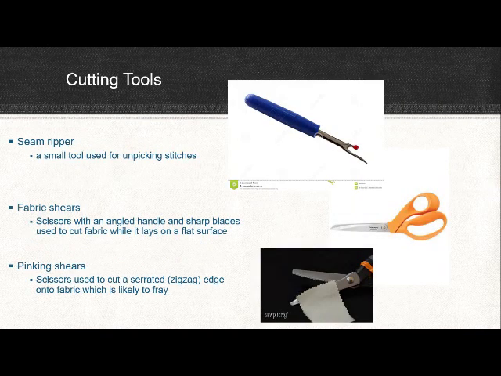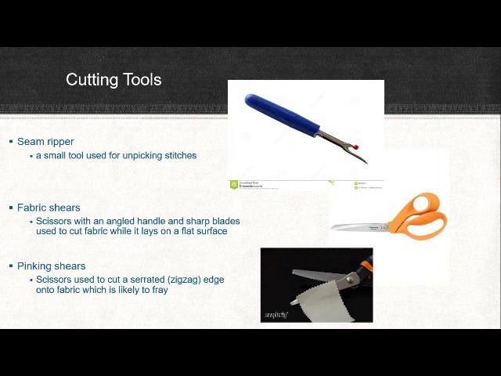Now we need to talk about our cutting tools. The first item you are seeing on the screen is a weird little device called a seam ripper. Its only function is to unpick stitches that have been put in incorrectly, or to unpick stitches when I'm resizing a garment. So for example, if I sew in a line of stitches and it turns out those were in the wrong place, I would use a seam ripper to pick those back out.